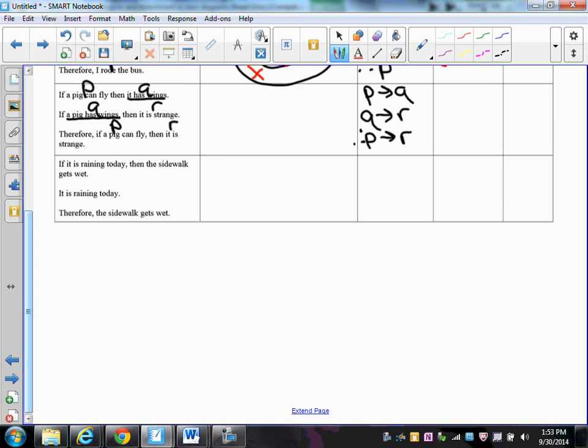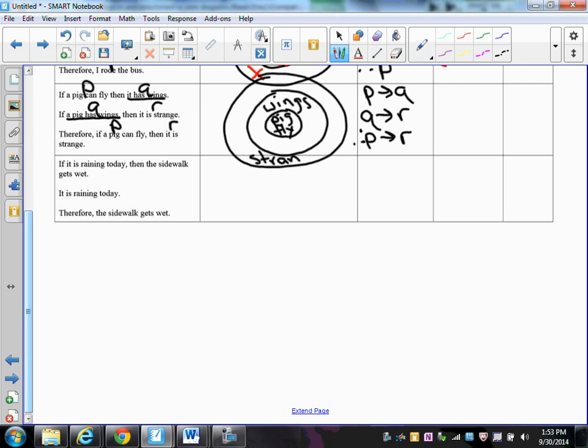So whenever I would draw this out, I would have pig flying, wings, and then all the way on the outside it would be strange. That's what it looks like with the Venn diagram. So our conclusion is, therefore, if a pig can fly, so I'm inside this first circle, then it is strange. Well, yeah, it has to be strange. All the pigs flying are in the realm of strange, so this is valid. And this was called the law of syllogism.